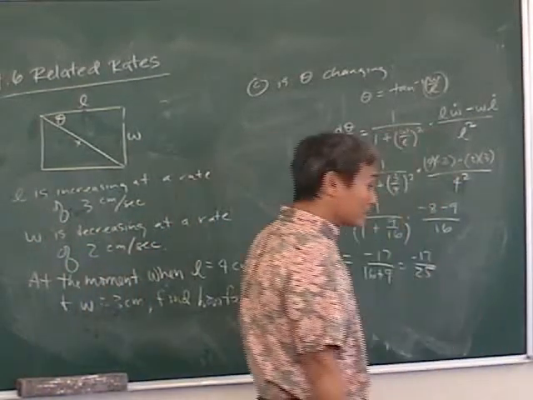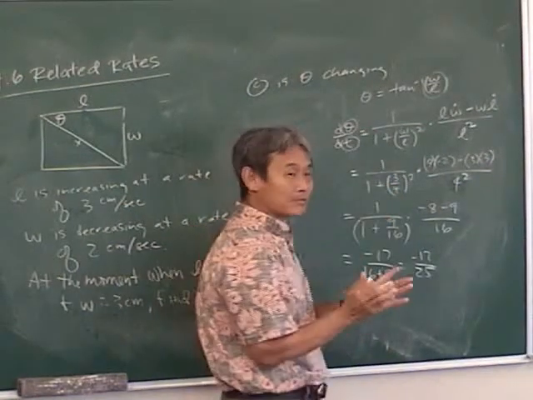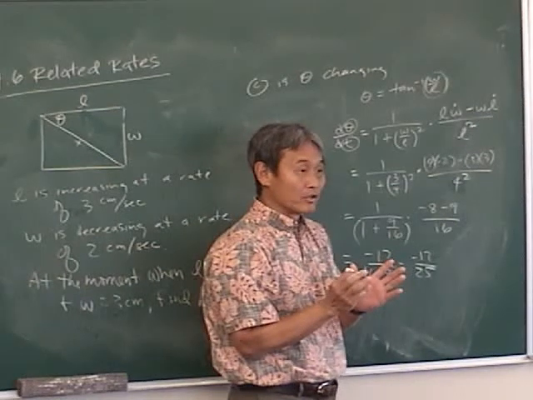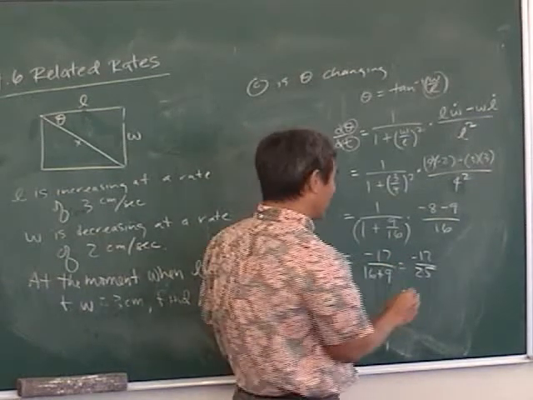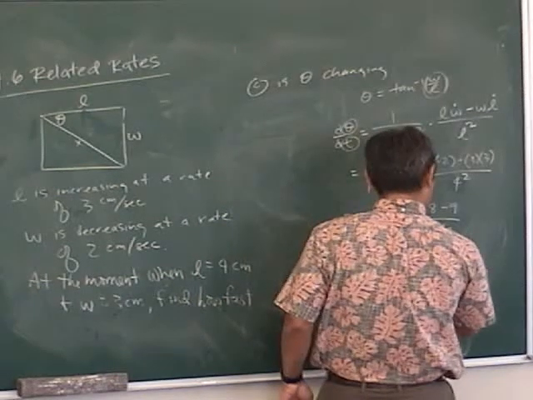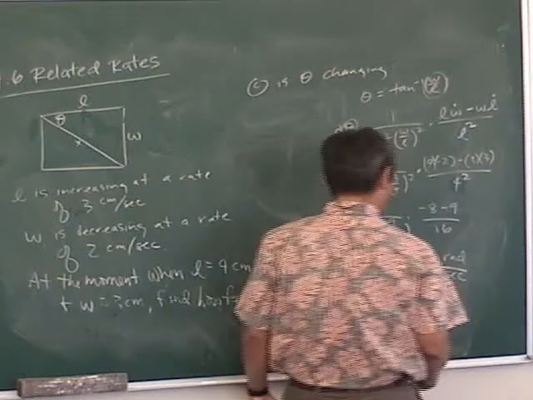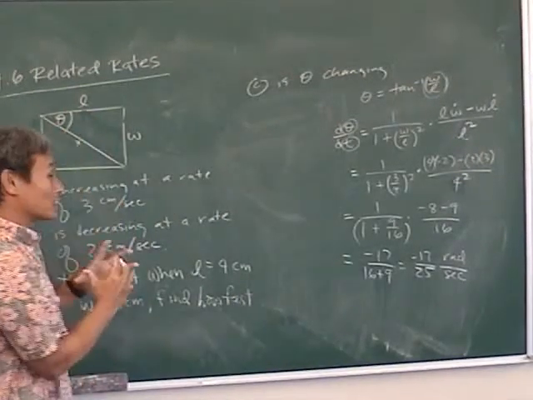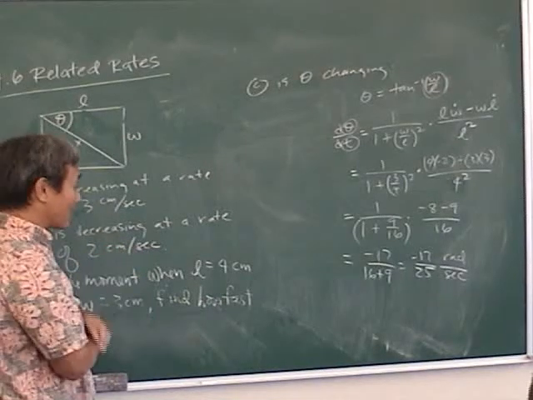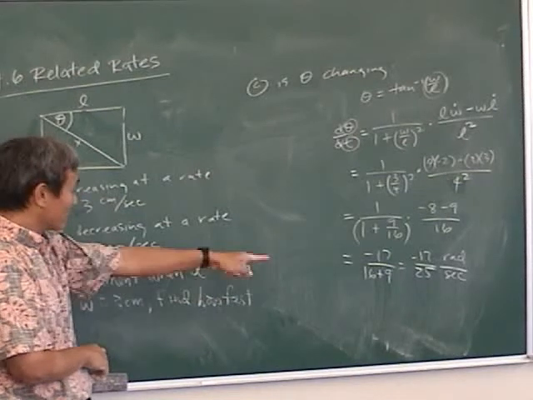Now the units. Theta over time. How are angles measured? What are the units for angles? And don't say degrees. It's radians. And in this problem, time is seconds. So at this exact moment of time, this angle is getting smaller at the rate of 17 over 25 radians per second. How come it's getting smaller? Because the derivative came out negative.